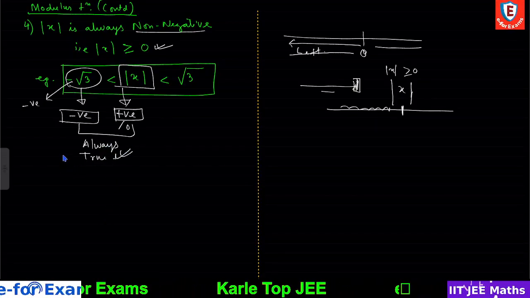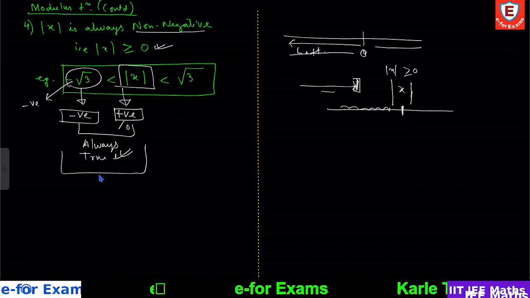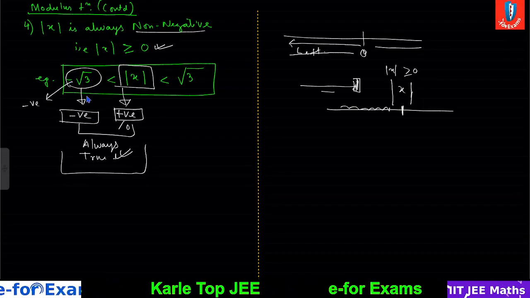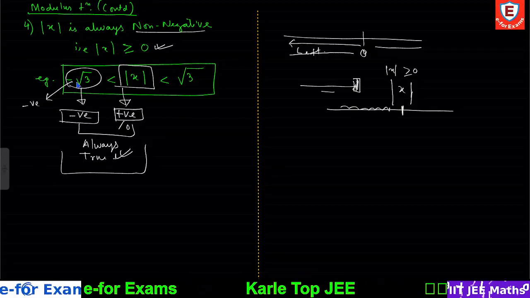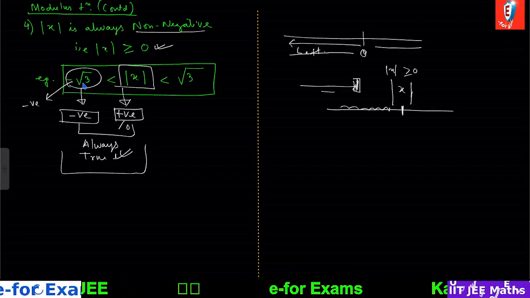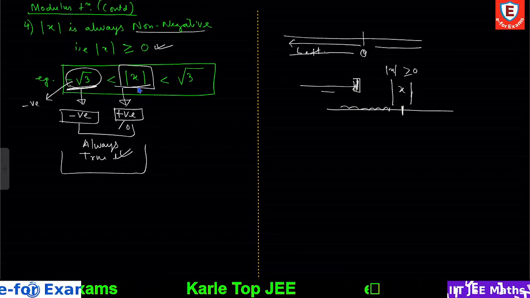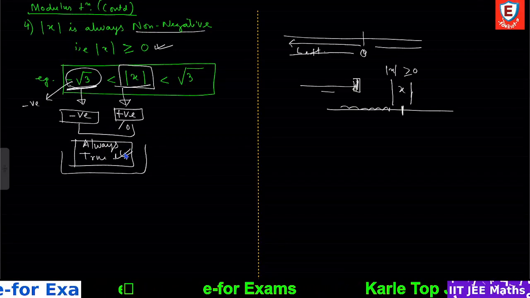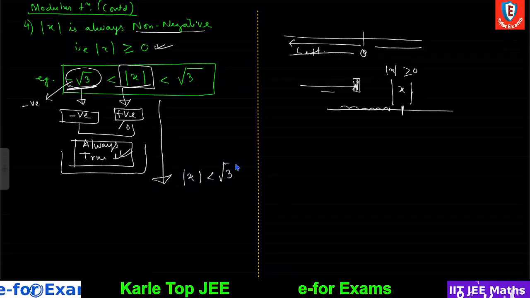This is always true. If a statement is always true, then we can ignore that part of the statement. Suppose a statement is given. In a given statement, if one part is always true, we can ignore that part and consider the rest. Here, see, minus root over 3 is less than mod x less than root 3. Here is a negative value, minus root 3, and mod x is positive or 0, non-negative. Non-negative is greater than negative, so this is always true, a universal truth. So we can ignore this. So directly we can conclude mod of x is less than root 3.